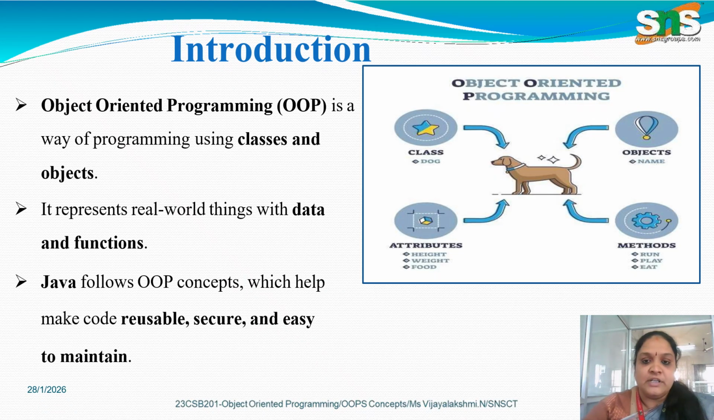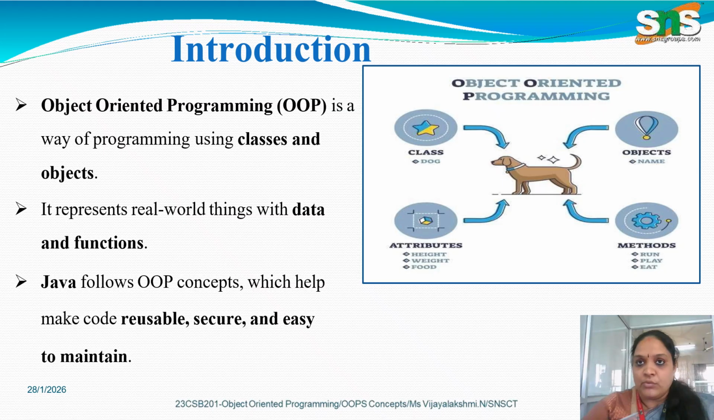So let me start with the introduction here. What is OOPS? It will use classes and objects, and here is an example given as a diagrammatic representation. You have a class called dog, and the dog can have n number of attributes. The attributes are nothing but the color of the dog, its height, its weight, and what food it will choose. These are all the attributes, and each class has methods as well.